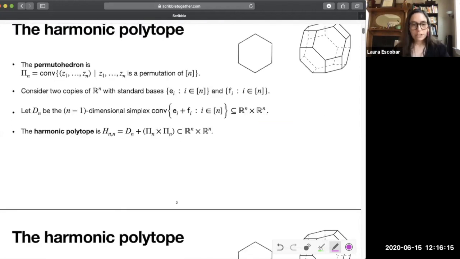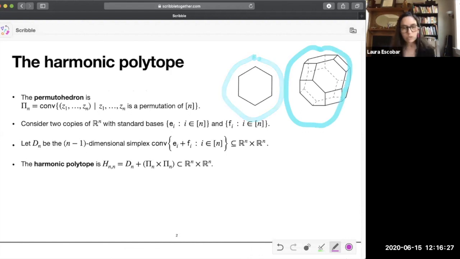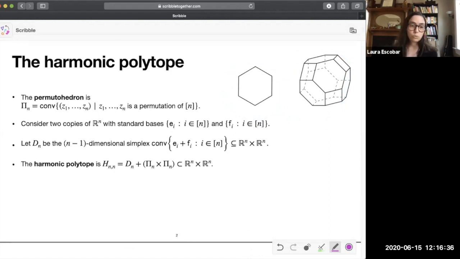So let me start immediately by defining the harmonic polytope. We have that the permutahedron is the convex hull of the permutations of an element. Here we have the two-dimensional permutahedron, and here we have the three-dimensional permutahedron. Just as in Federico's talk, we are going to define a polytope that lives in a product of two R^n's.